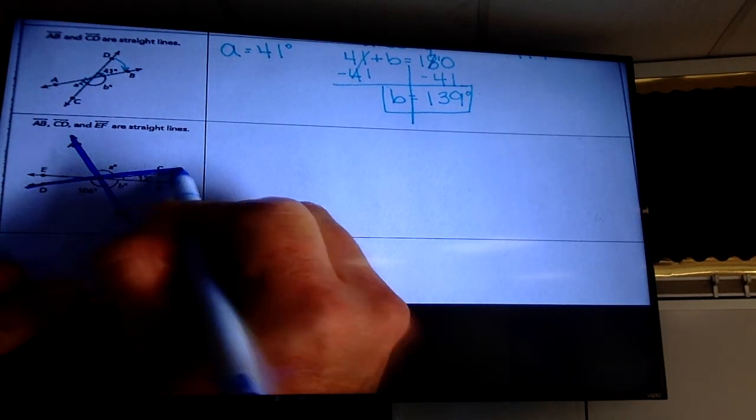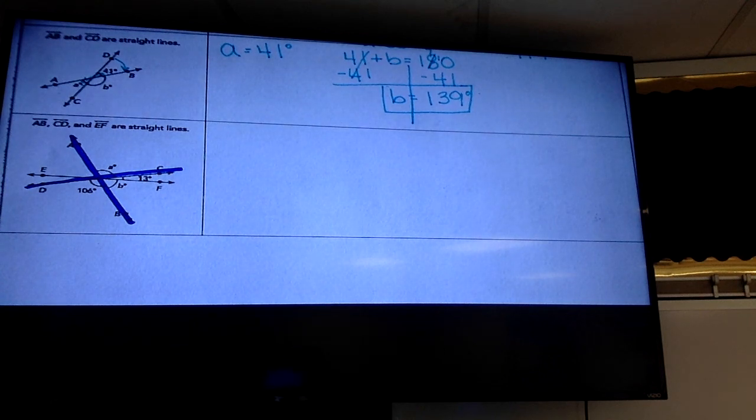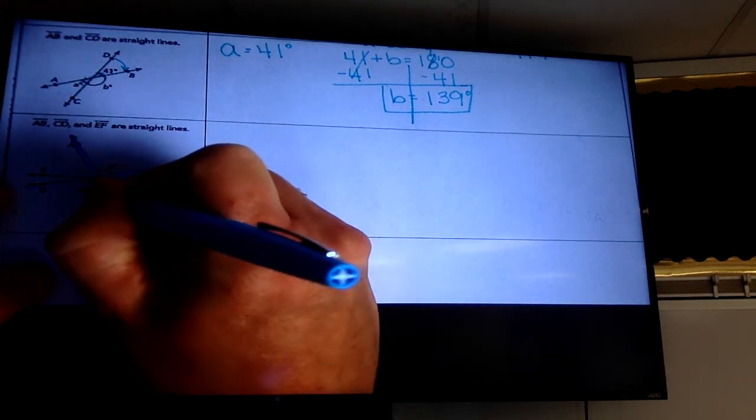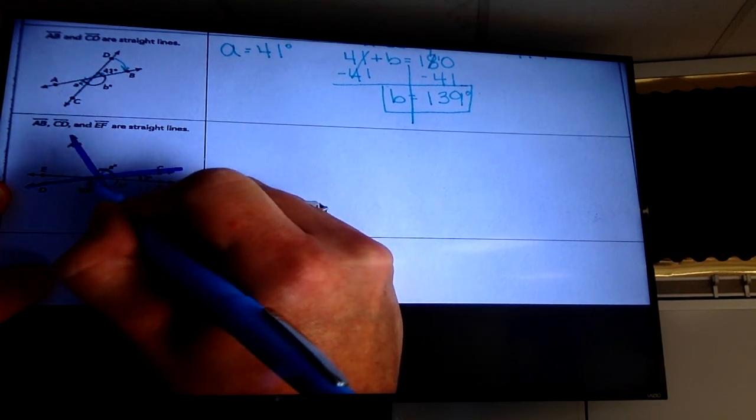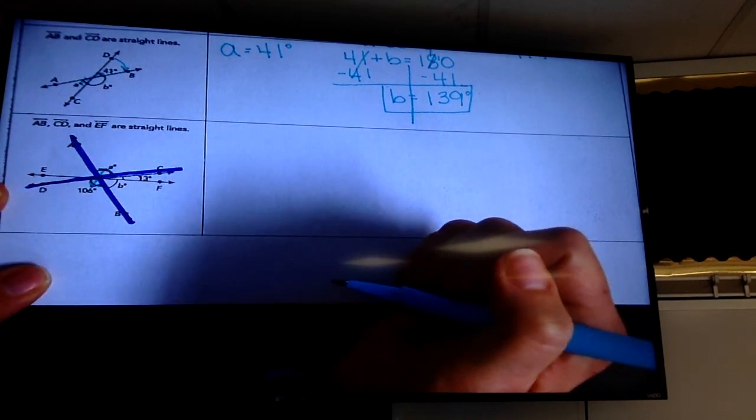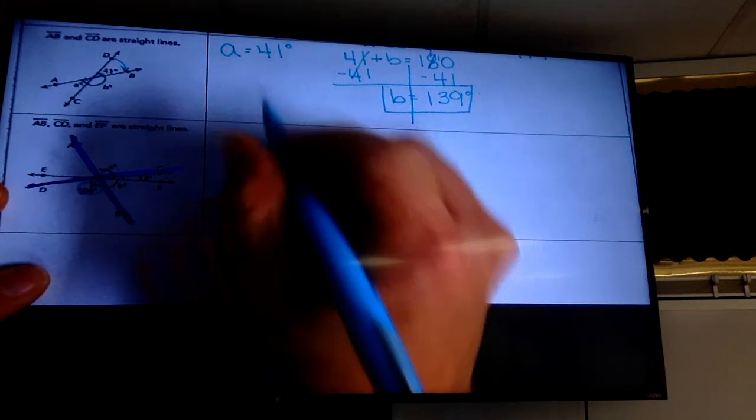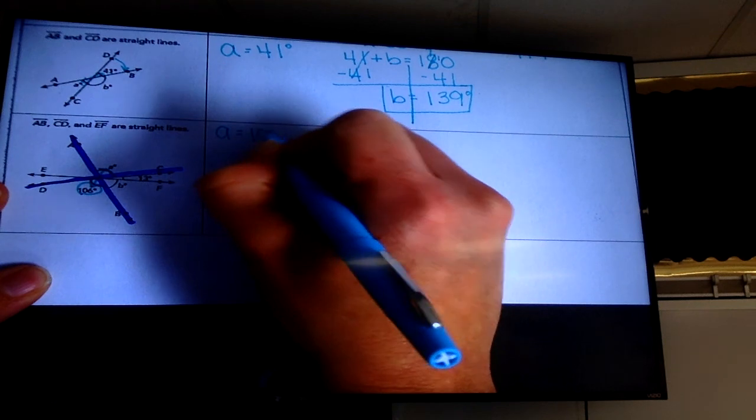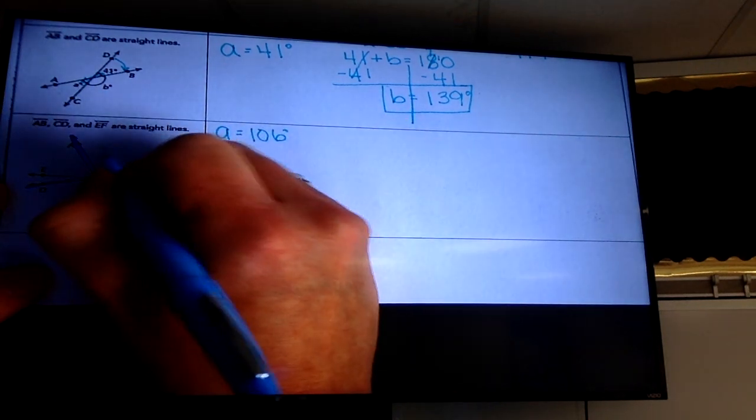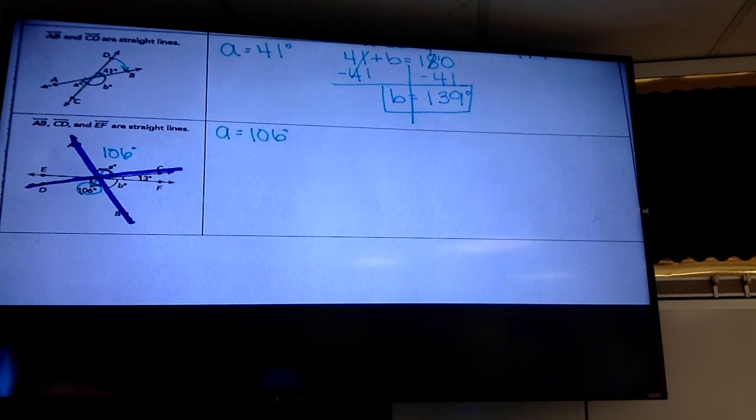Here is a set of intersecting lines. And what that means is that this angle A right here is vertical to the angle that's right across from it, which is 106 degrees. So again, without doing any kind of math, I know A is 106 degrees. I can fill that in right here. Angle A has to be worth 106 degrees.